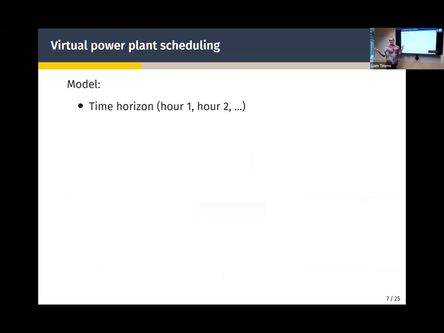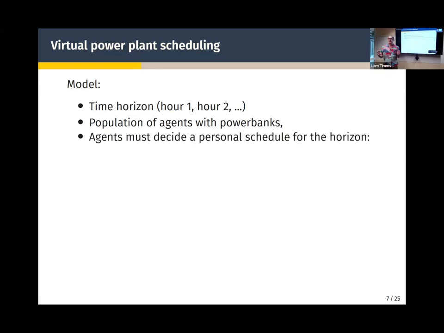Our problem has, like I said, some time horizon that's broken up into discrete chunks. This might be hours, maybe days, maybe minutes, depending on what your resolution is. And we have some kind of population of agents. We're going to say they have power banks, but basically they have the capability to buy power, produce power, store it, and sell it, so breaking it up into charging and discharging. And each agent wants to decide on a schedule for themselves over this horizon.